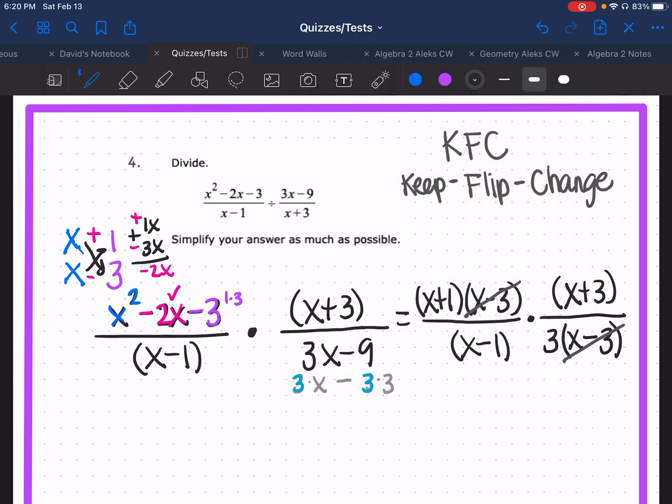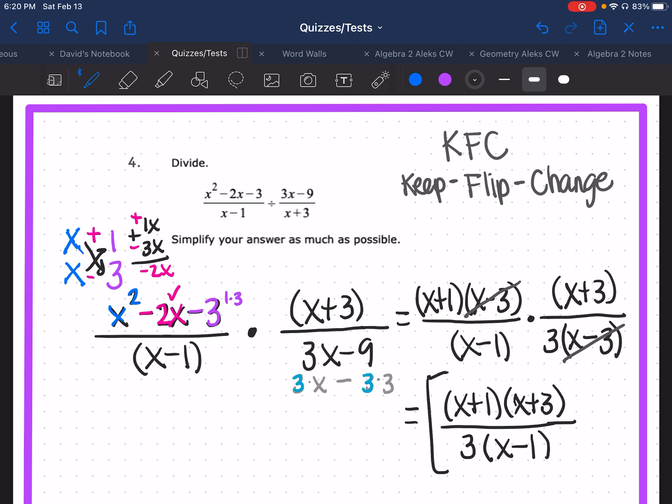This problem wasn't as bad as I thought it was going to be. Yay! X plus 1, go ahead and leave it in the parentheses. X plus 3, go ahead and leave it in the parentheses. There's absolutely no reason for you to multiply it out. The 3 comes first, and then the x minus 1. There's your final answer.